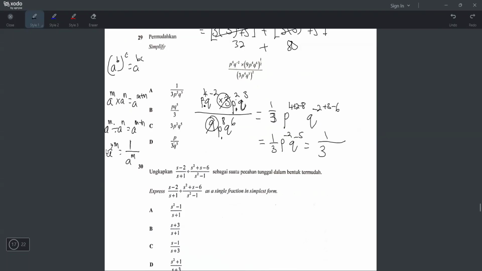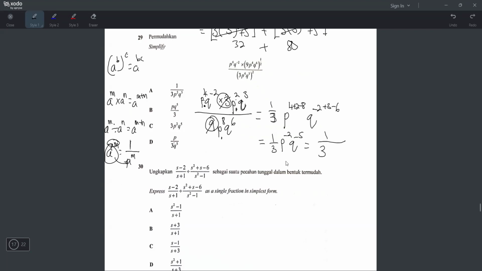It means you can move this from up to down, but make sure the base stays the same. Just the power changes sign. The power needs to change sign. Okay, I repeat one more time. Top to bottom, bottom to top, you can move, but you must make sure the base stays the same. Only the power needs to change sign. Right? Only the power needs to change sign.